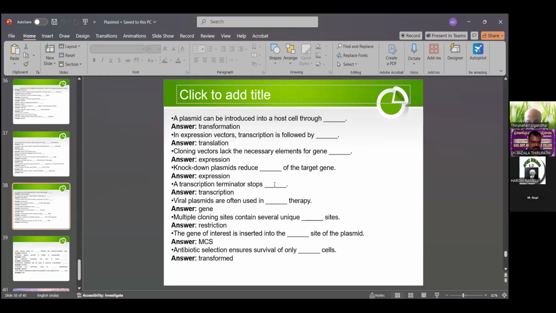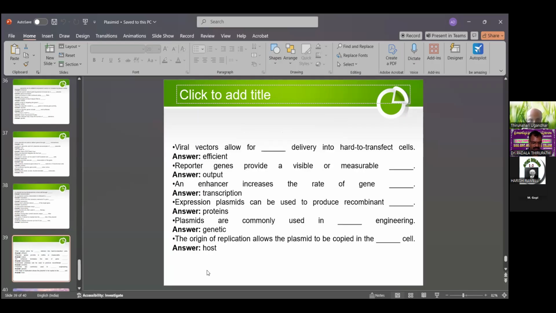A transcription terminator stops transcription. Viral plasmids are often used in gene therapy. Multiple cloning sites contain several unique restriction enzyme sites. The gene of interest is inserted into the MCS. Antibiotic selection ensures the transformed cells. Viral vectors allow for efficient gene delivery.